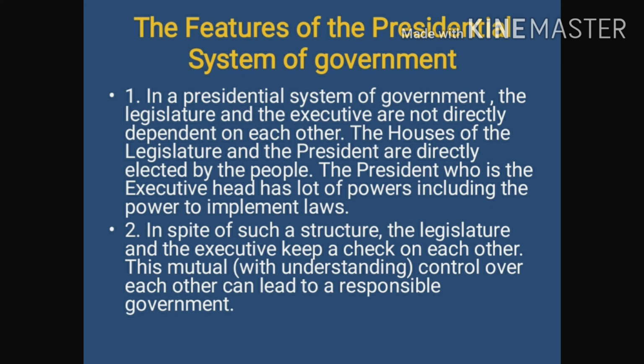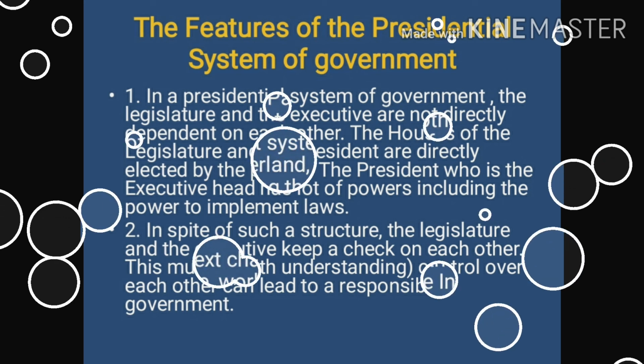Now, as we are learning about the features of the presidential system, we must know that the houses of the legislature and the president are directly elected by the people. The president, who is the executive head, has lots of powers, even he can implement the laws using them. In spite of such an independent structure of each organ, the legislature and the executive keep an eye on the working of each other. They control each other to lead a responsible government.